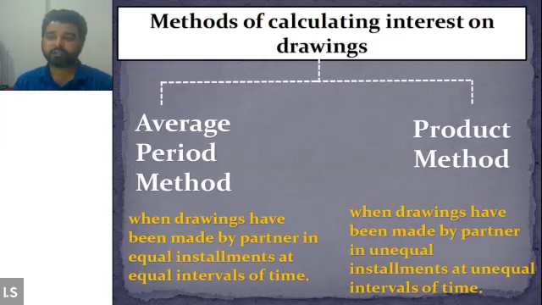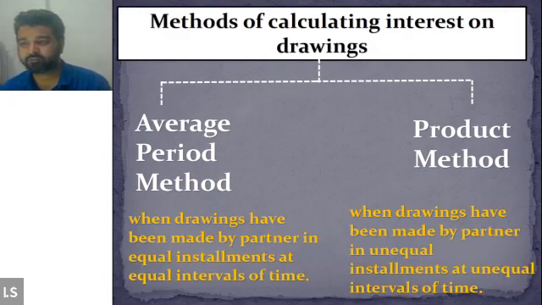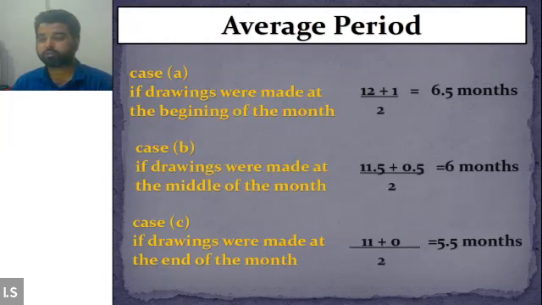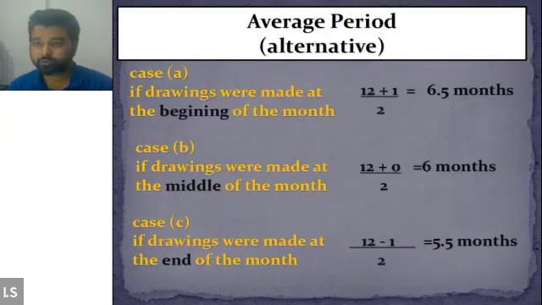Then there are two methods of calculating interest on drawing. In today's class, we were only talking about the average period method, but in the next class, we will also talk about the product method. Then we did a few questions based on the same. We also talked about the average period. So this is it for today's class.